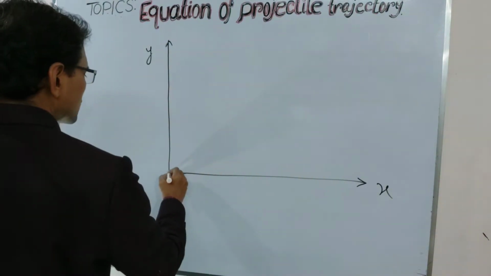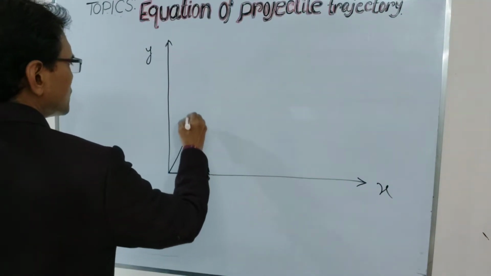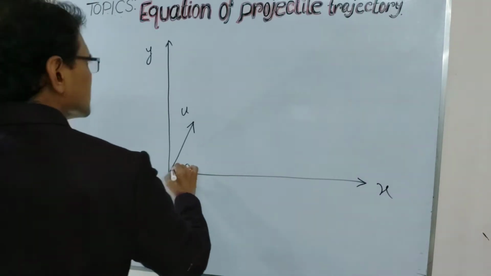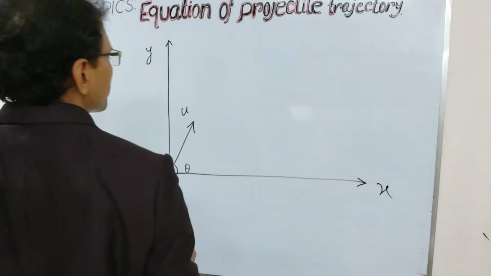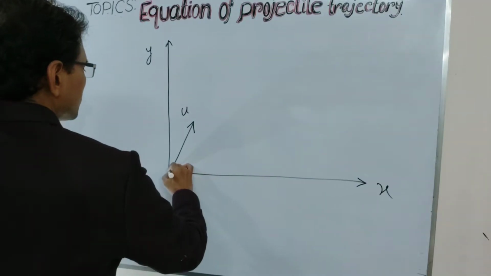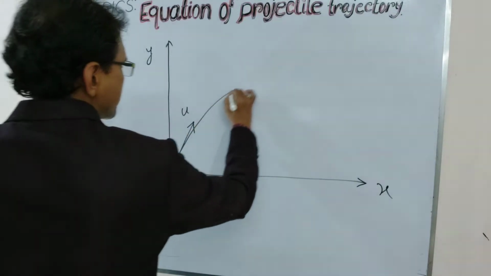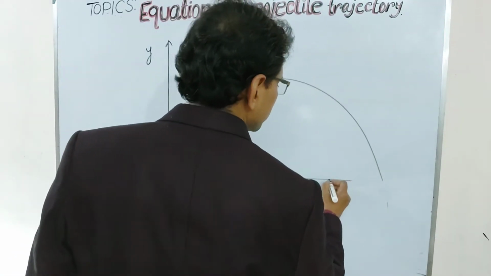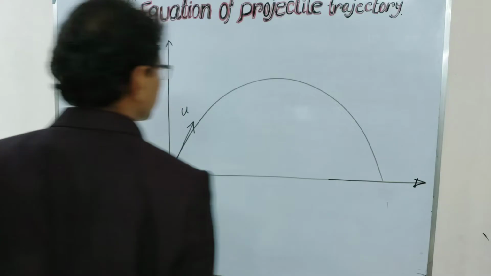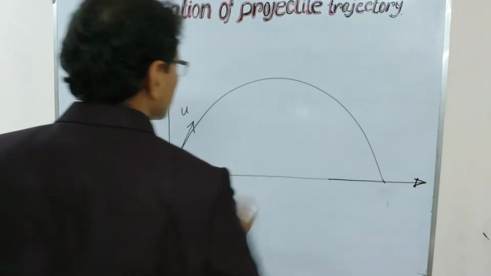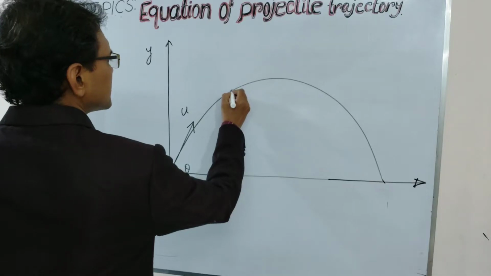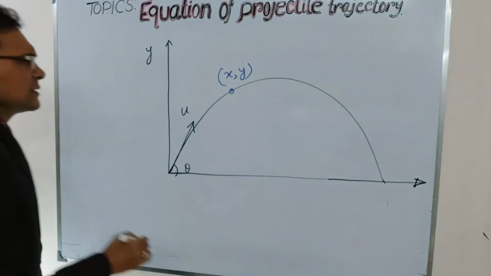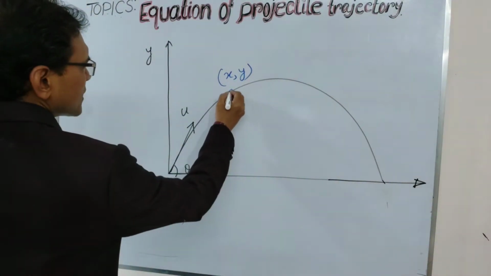Suppose a particle is projected with velocity u at an angle theta. What is the trajectory of the projectile path? The projectile path will be this way, a parabola. Take a point on the path whose coordinate is x, y.